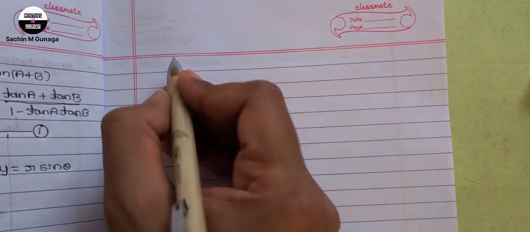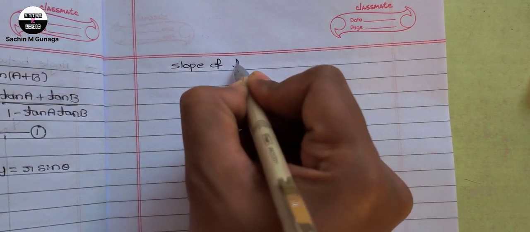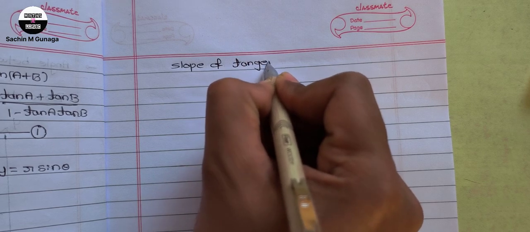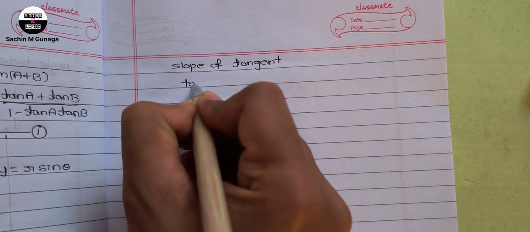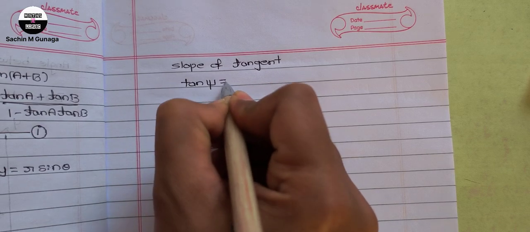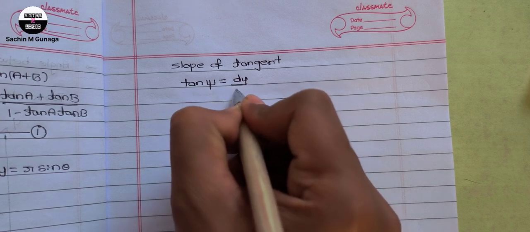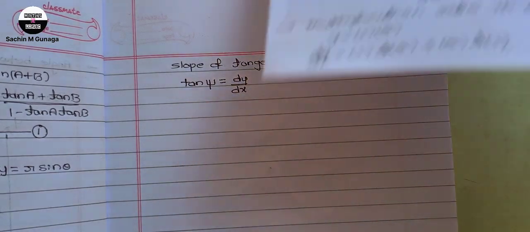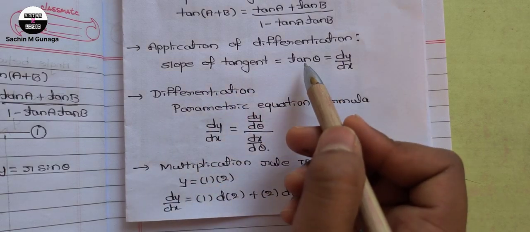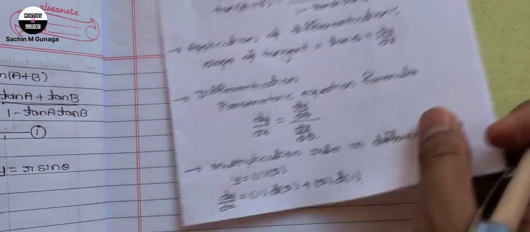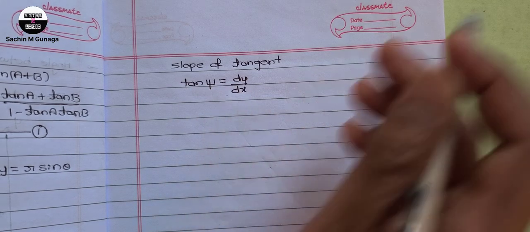Now, the slope of the tangent line. tan psi is given by dy divided by dx, I already told you. Here, in application of differentiation, the slope of the tangent is given by tan theta equals dy by dx. Here the angle is psi, so tan psi is equal to dy divided by dx.